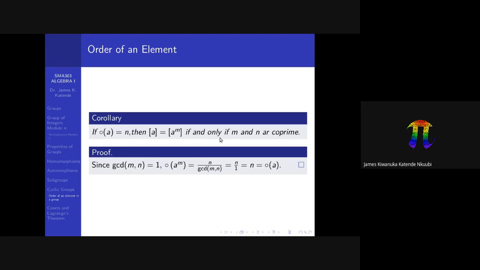I've only proved it in one direction. We have assumed that M and N are co-prime, and therefore the GCD will be equal to 1. And therefore we can find the order of A raised to M to be N over GCD of M and N. But we know that the GCD of M and N is 1, so this will just be equal to N. And therefore the order of A raised to M will be equal to the order of A. Since they have the same order, it means the cyclic subgroup generated by A will be equal to the cyclic subgroup generated by A raised to M.